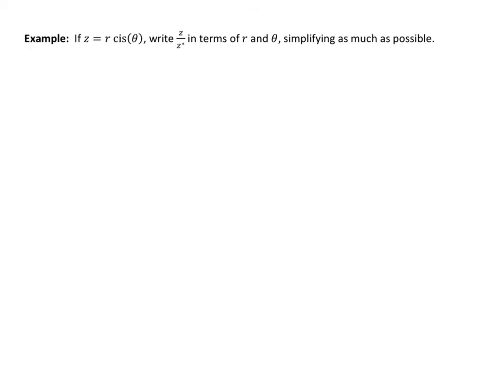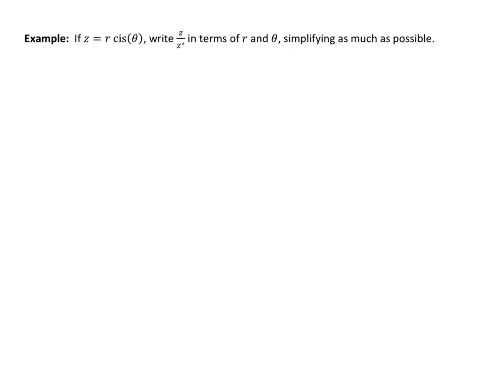So I have 3 examples prepared of different problems that we can work through, all of which are going to somehow use this idea of the conjugate. The first one, they're giving us z expressed in polar form, and we're being asked to write z over z star in terms of r and theta, simplifying as much as possible.